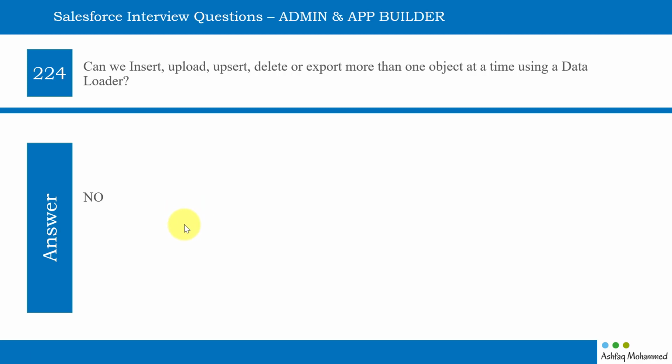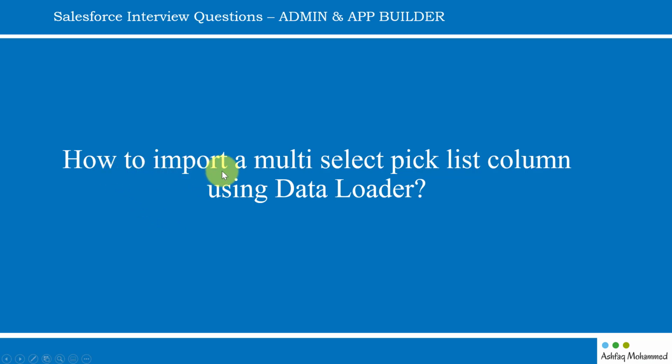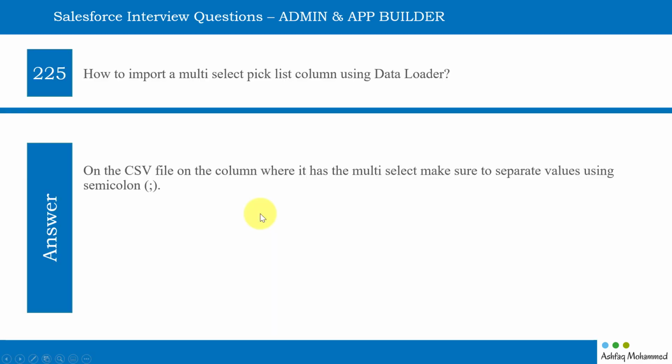The next question is, how to import a multi-select picklist column using the data loader. If you know multi-select, it is basically where we can select multiple items from the picklist values. So in the CSV file, on the column which has the multi-select, make sure to separate the values using a semicolon.